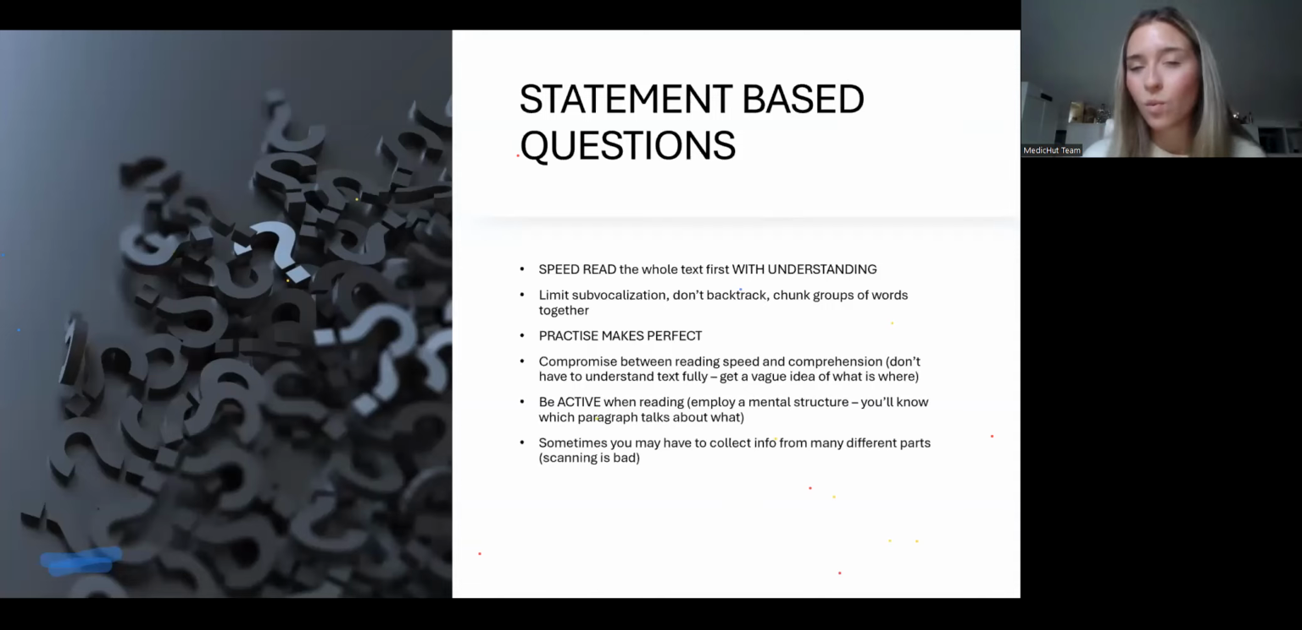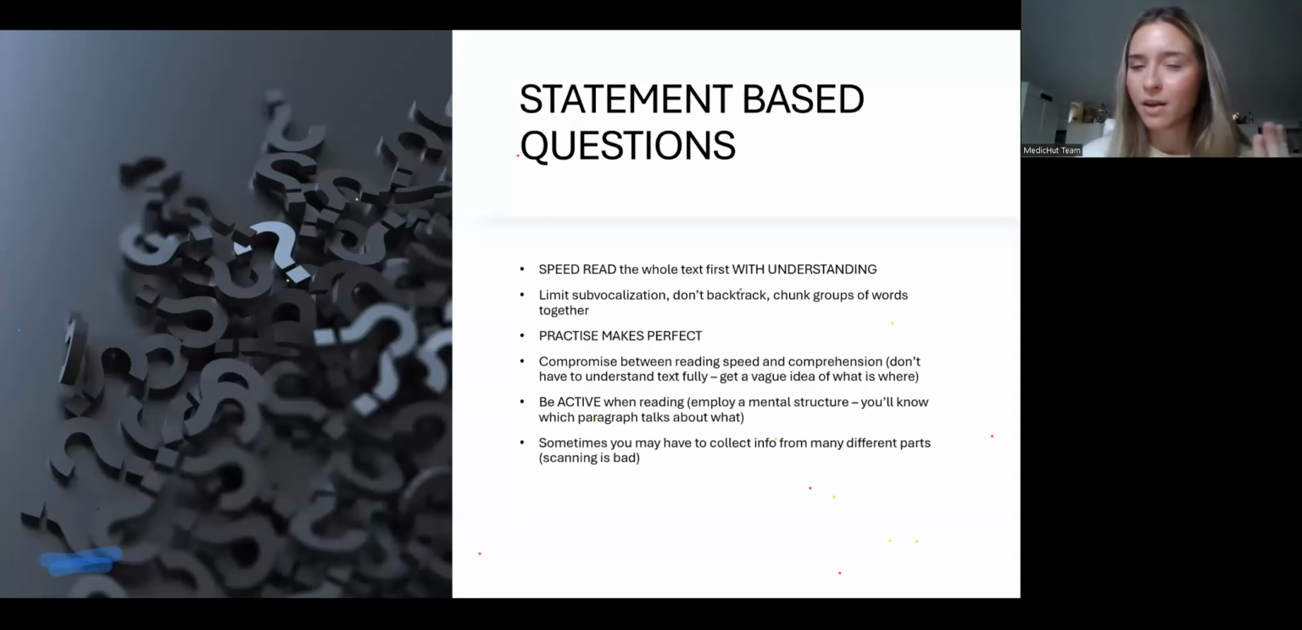And sometimes what might happen is that you might have to actually collect information from loads of different areas of the text to answer your question. And this is why scanning for this one in particular might not be the best idea. So in true, false, can't tell, you have your statement, you scan for a keyword, you find it. Whereas in statement-based questions, if the question says, which of the following is most likely to be true, and you get 4 separate statements, that means that if you were to scan, you would have to scan 4 separate times in order to look at all the 4 different statements. And that can be quite time consuming.